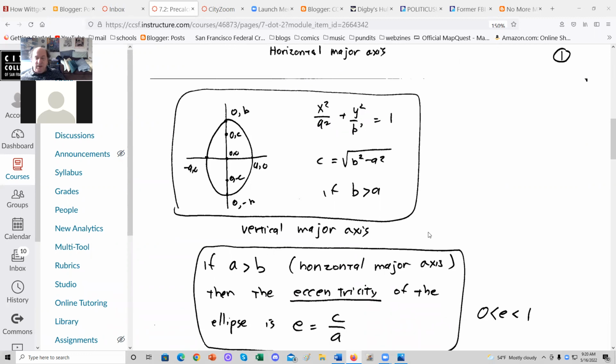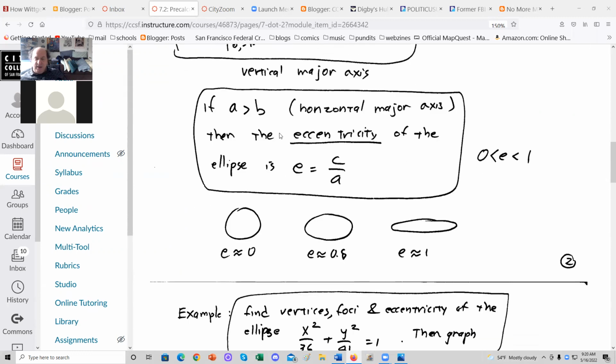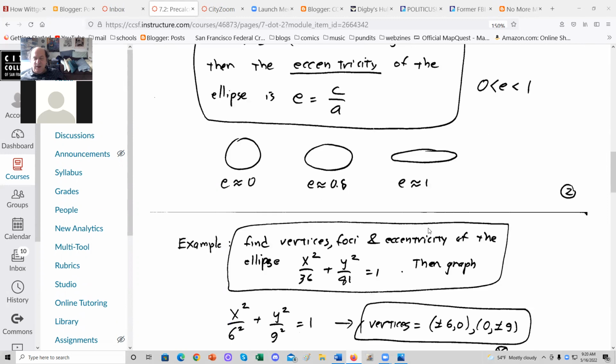Now, let's assume it's a horizontal major axis and a is bigger than b, then we'll let c over a be called the eccentricity of the ellipse. It's a number between 0 and 1. If the eccentricity is 0, then you have a circle. If the eccentricity is 1, then basically you just have a line. So here's e about 0 for a circle, about 0.8 if you stretch it out a bit, almost 1 for it really stretched out.